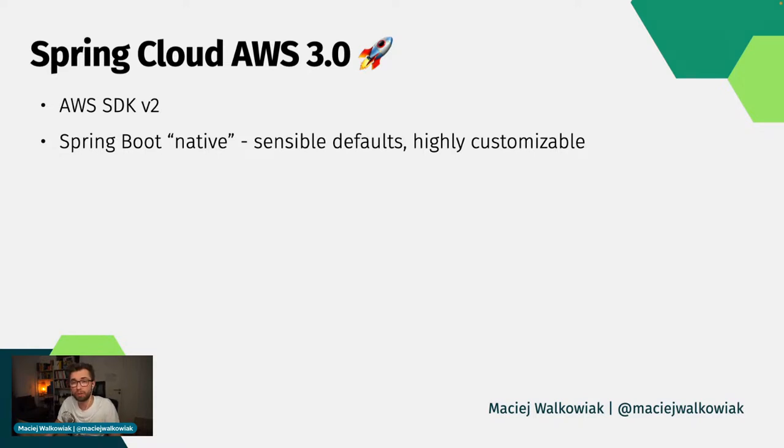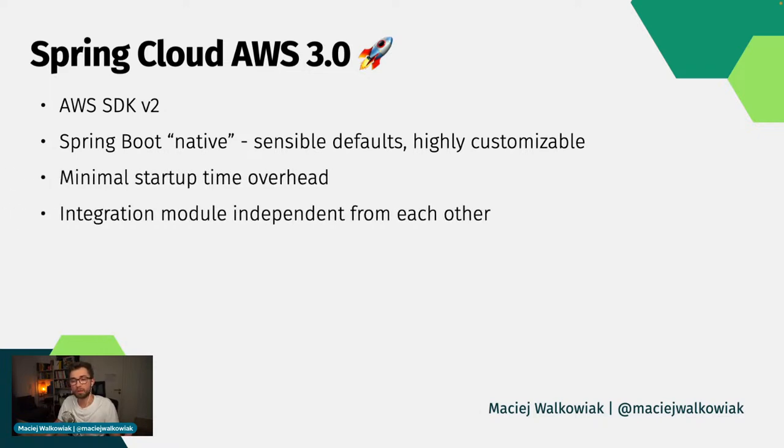We also wanted to reduce the startup time, even though maybe this is not the most critical issue, but we wanted to remove the dependencies to S3 and CloudFormation, because there is no point to bring them when you just don't really want to use them. We wanted to make all the integration modules independent from each other, which means that if you want to use SQS, you just add the SQS dependency. It doesn't mean that you suddenly have to bring S3 or Secrets Manager or anything like that.